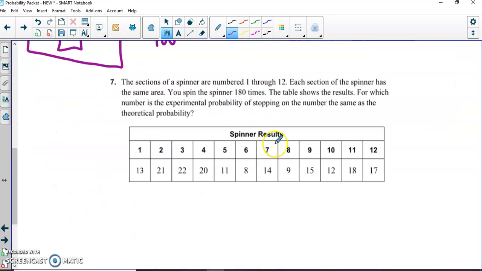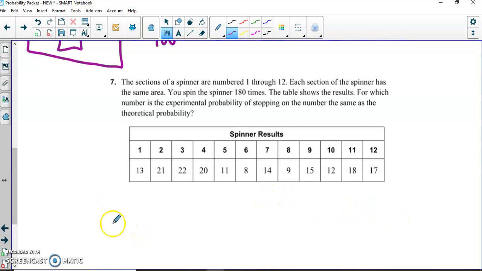All right, let's look at this last one. The sections of a spinner are numbered 1 through 12. Each section has the same area, right? So it's not like one is more likely than the other. You spin it 180 times and the table shows the results. For which number is the experimental probability the same as the theoretical probability?